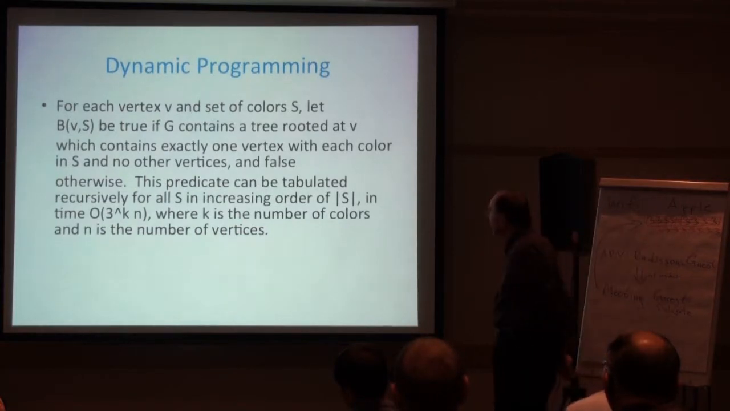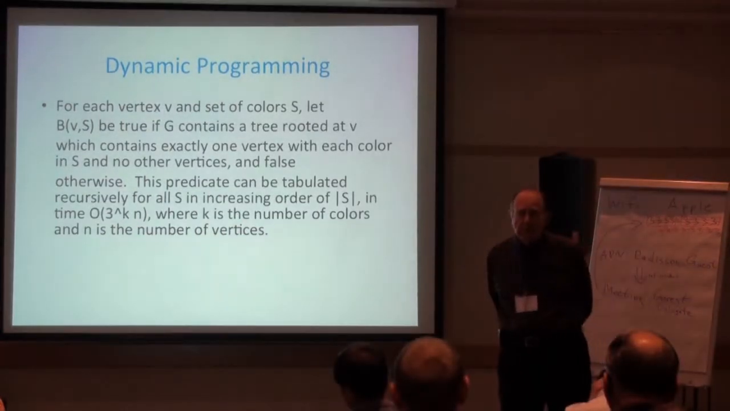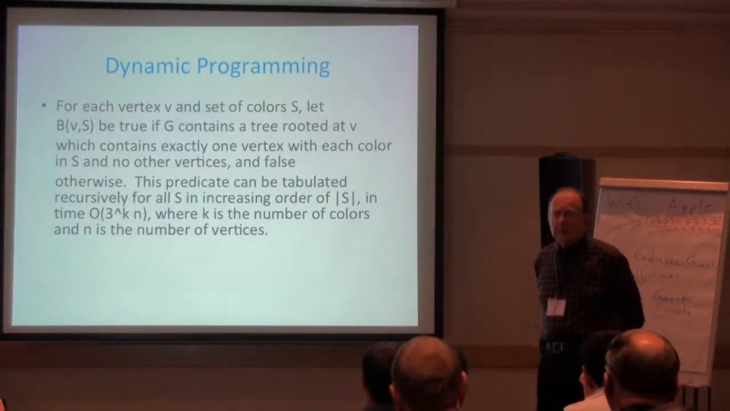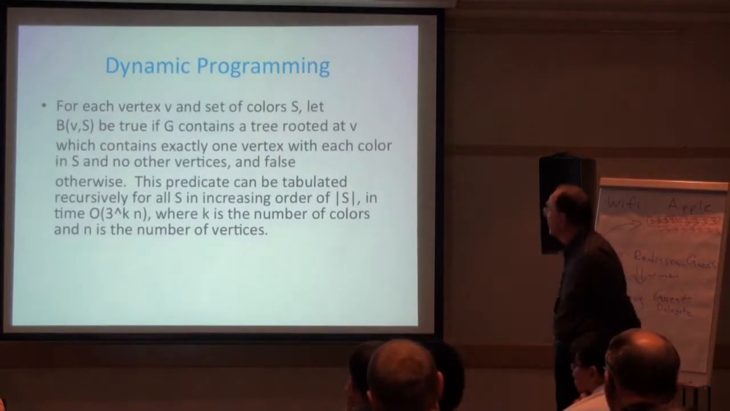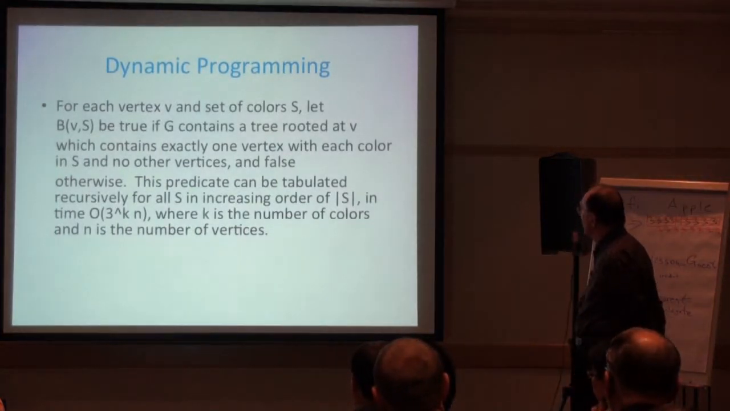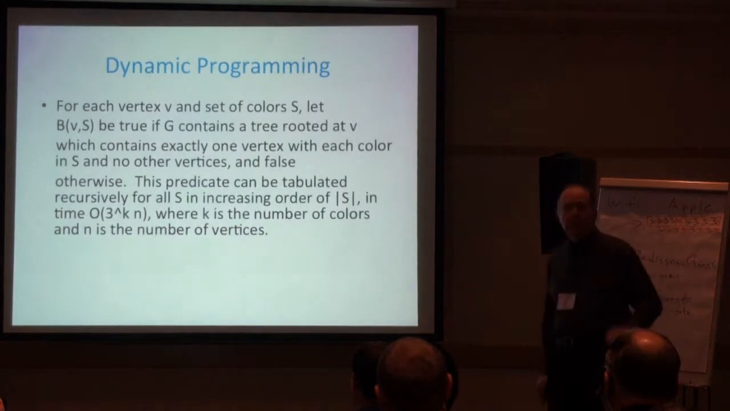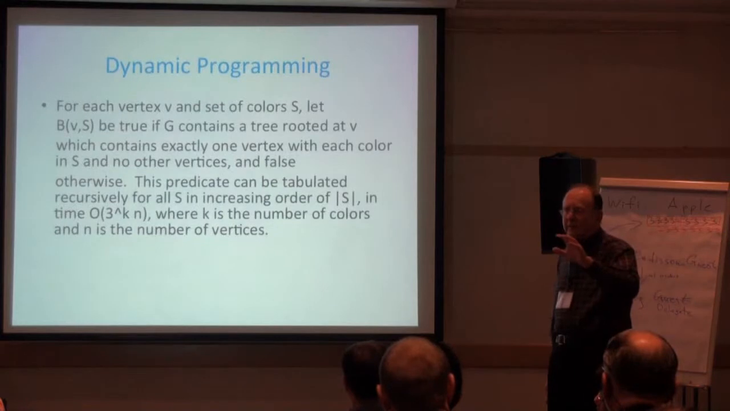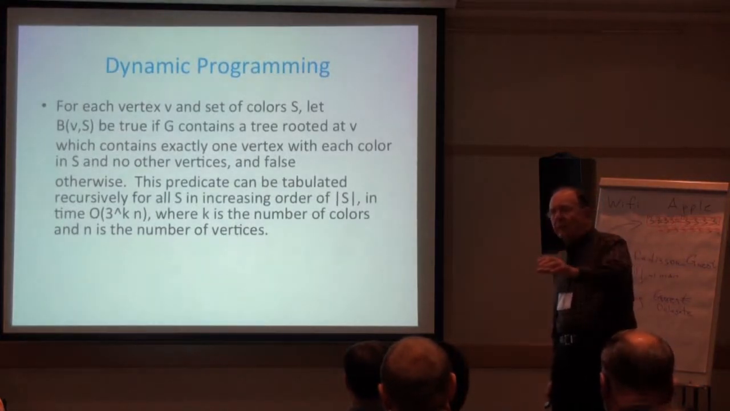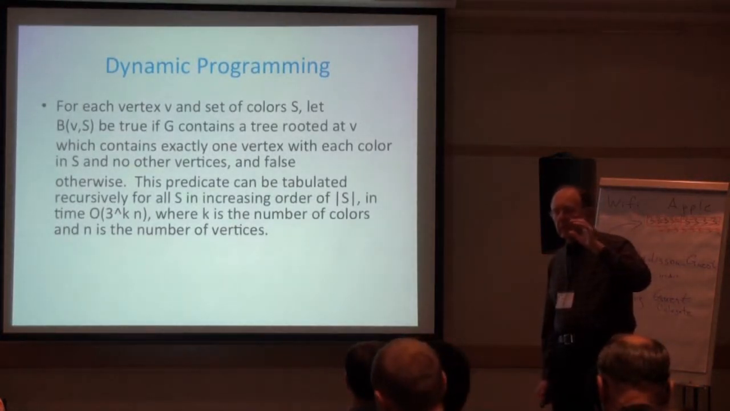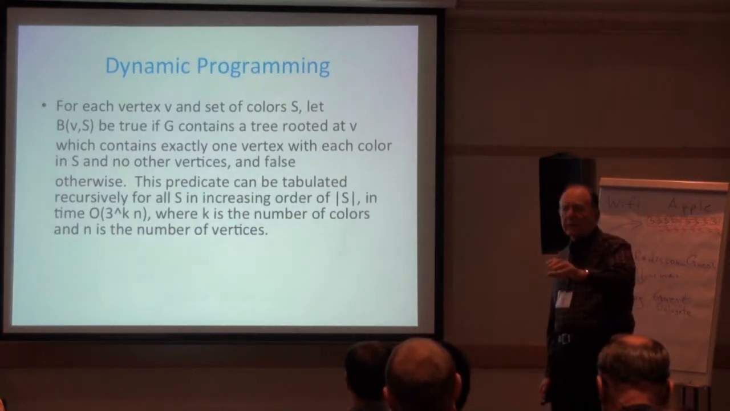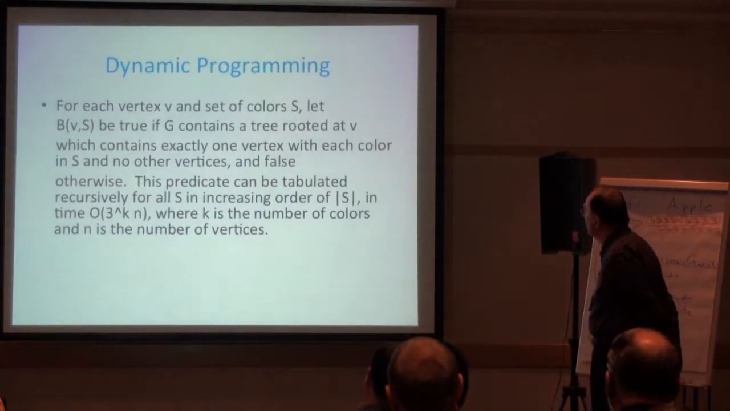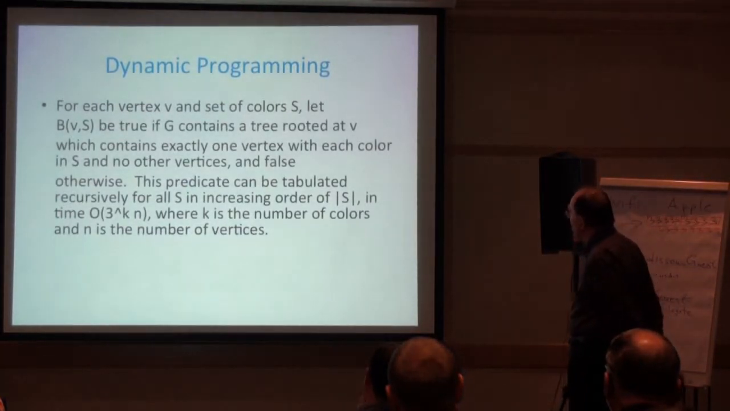So in the joint paper with the Tel Aviv group, a couple of algorithms for solving this problem were given. The first one is a dynamic programming algorithm. Is there any question about what the problem is? It's important to know what the problem is, so let me state it yet again. Given a graph, a color on each vertex, you're looking for a connected subgraph which contains exactly one vertex of each color.